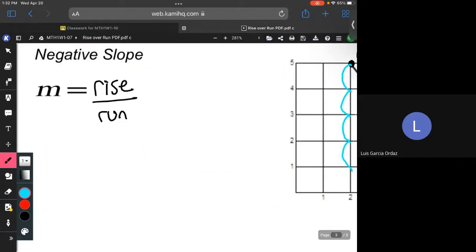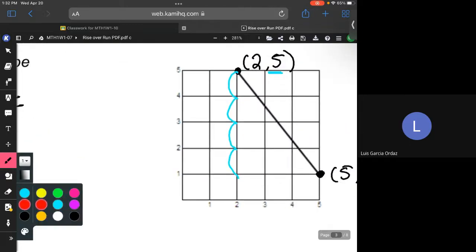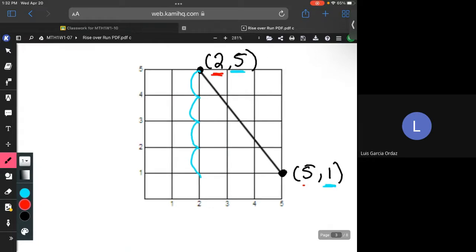So what would my rise be in terms of a number? Positive or negative? Negative what? Negative 4. Okay. My first x value is 2, and my second x value is 5. So from 2 to 5, how much am I going to the right? Claire? 3.